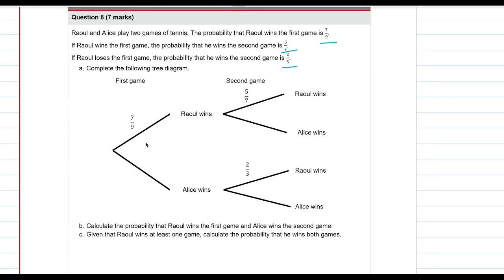Well, we know the probability on the same branch has to add up to 1. So as this is 7 on 9, this is going to be 2 over 9. And this will be 2 over 7, and this will be 1 over 3.